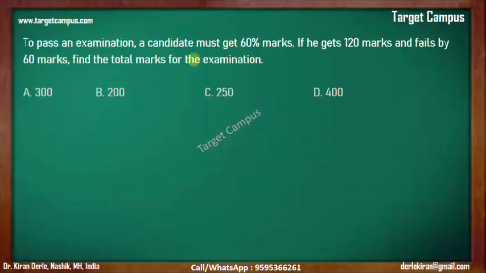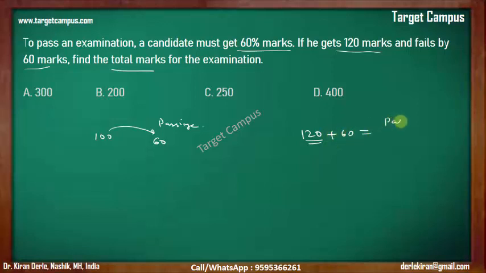Let's move ahead. To pass an examination, a candidate must get 60% marks. If he gets 120 marks and fails by 60 marks, find the total marks of the examination. Let's do this. So let's say the total marks are 100, and 60 is the passing marks. If he gets 120 marks and fails by 60 marks, so what were the passing marks needed? That he got 120 but fails by 60 marks. So another 60 marks were needed to pass the examination.